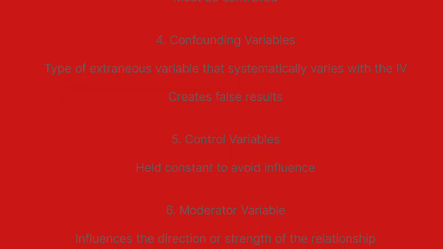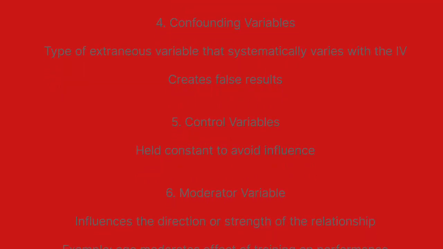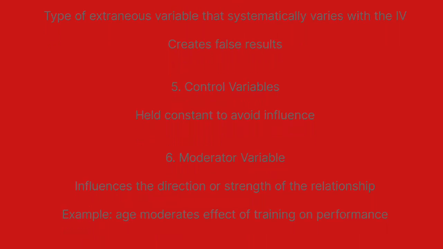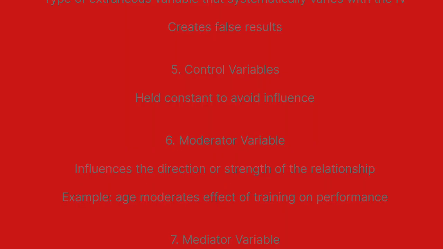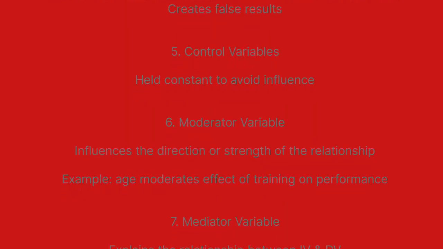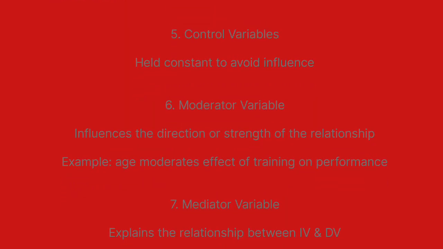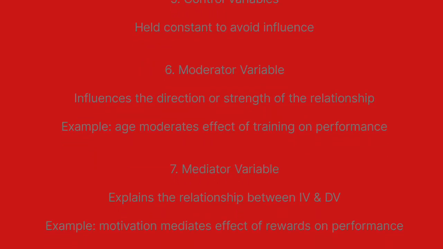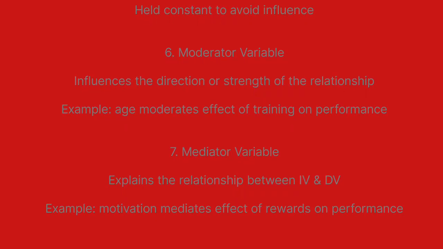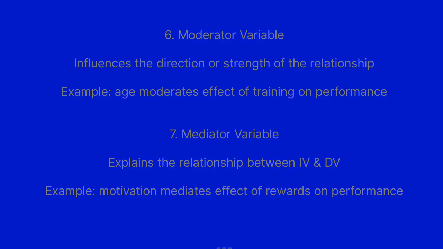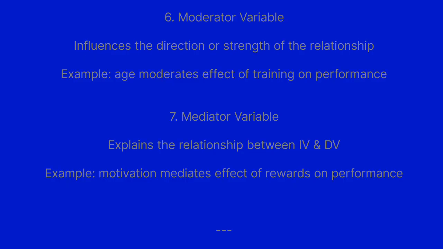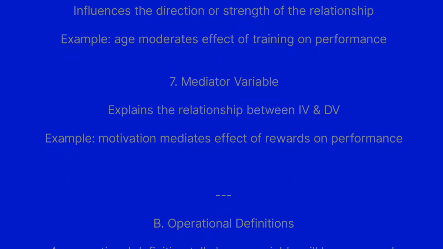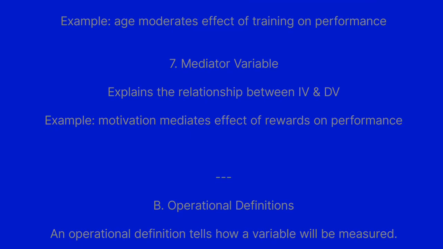Sixth is moderator variable. It influences the direction or strength of the relationship. For example, age moderates the effect of training on performance. So it tells the direction or strength of the relationship. Seventh is mediator variable. It explains the relation between independent variable and dependent variable. For example, motivation mediates the effect of rewards on performance. So it explains the relationship between IV and DV. IV means independent variable and DV means dependent variable.